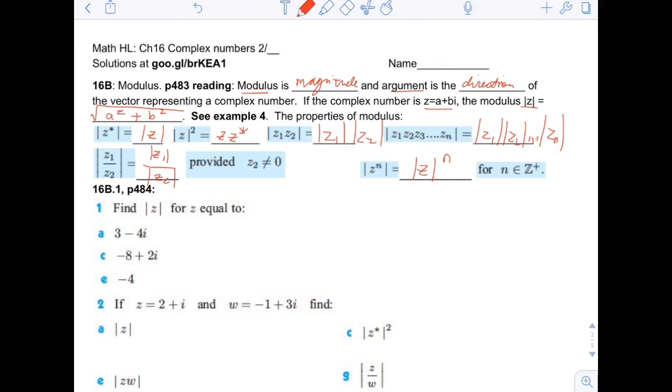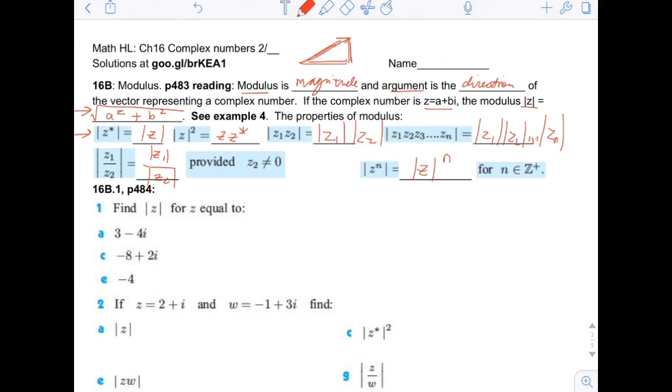Okay, so remember that this is just the hypotenuse of a Pythagorean theorem right triangle. Since a complex number can be written as a vector, you can also find its length or magnitude by using Pythagoras' theorem. So here is a list of special properties of the modulus.